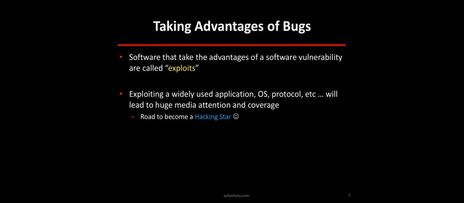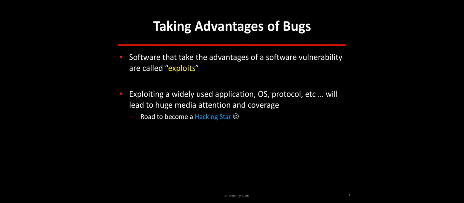Taking advantage of bugs. The software that takes advantage of the software vulnerability, the security bug or the security hole, is called an exploit. So the code that is written to take advantage of the vulnerability is called an exploit. Again, the code written to take advantage of this vulnerability is called an exploit. And exploits could be for use against applications, operating systems, protocols, etc.